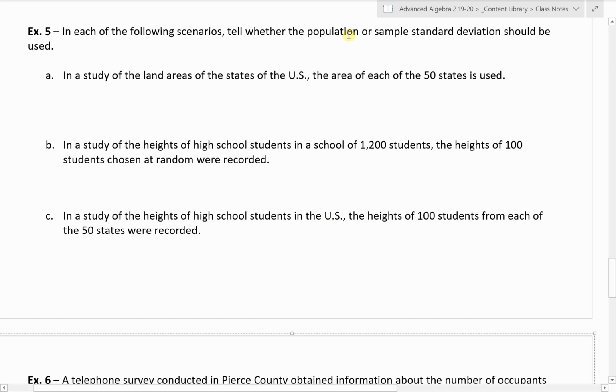It says in each of the following, tell whether the population or sample standard deviation should be used. In a study of the land areas of the states of the U.S., the area of each of the 50 states is used. So we're trying to figure out land area for the 50 states, and they got the area from each of 50 states. Hopefully we all know that there are 50 states in the United States, which means if they got the area for 50 of the states, they got every single state, which means that we're talking about a population in this instance. Right? That would be a population.